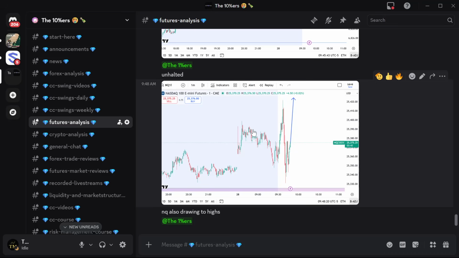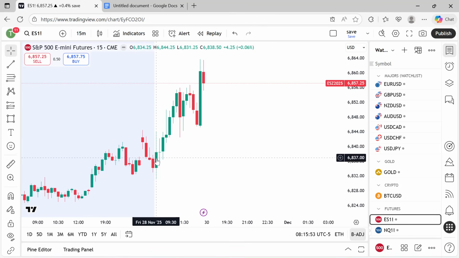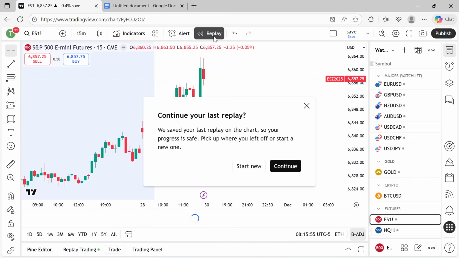And I use the Strat for this. I use the Strat to forecast this. So what's this right here? Let's actually go to replay real quick.